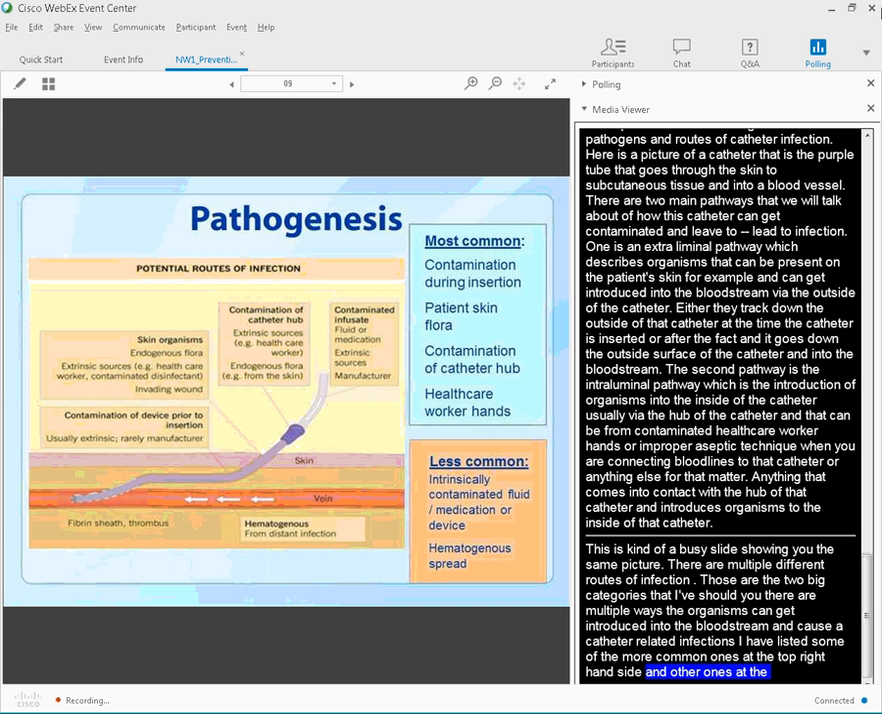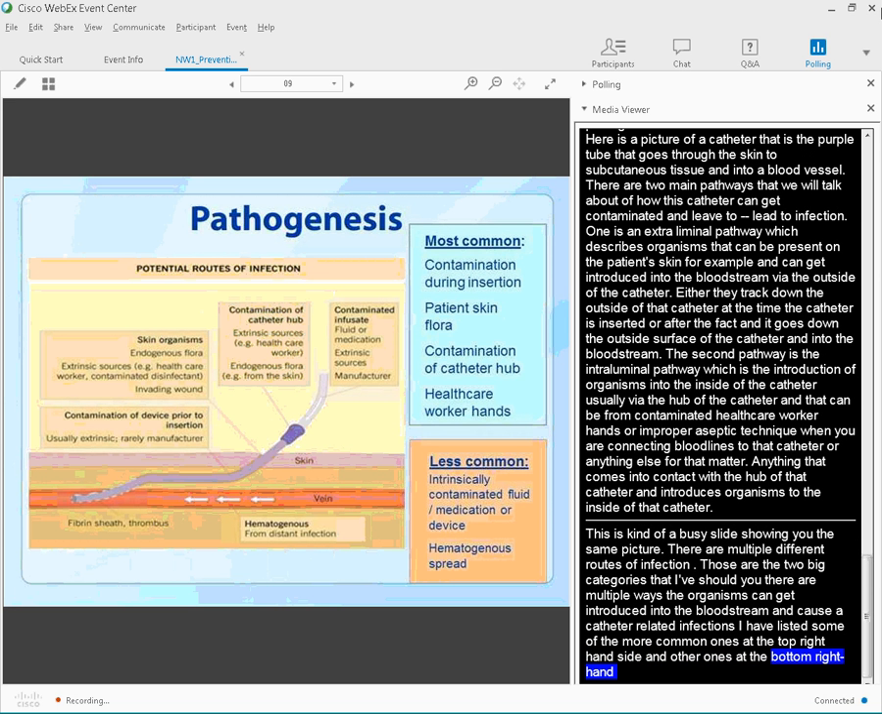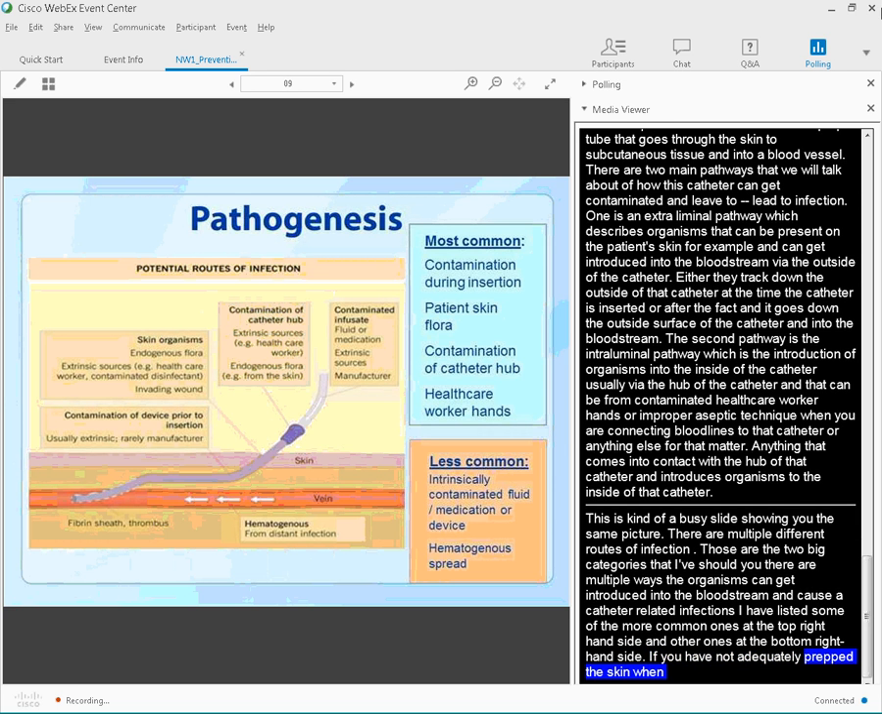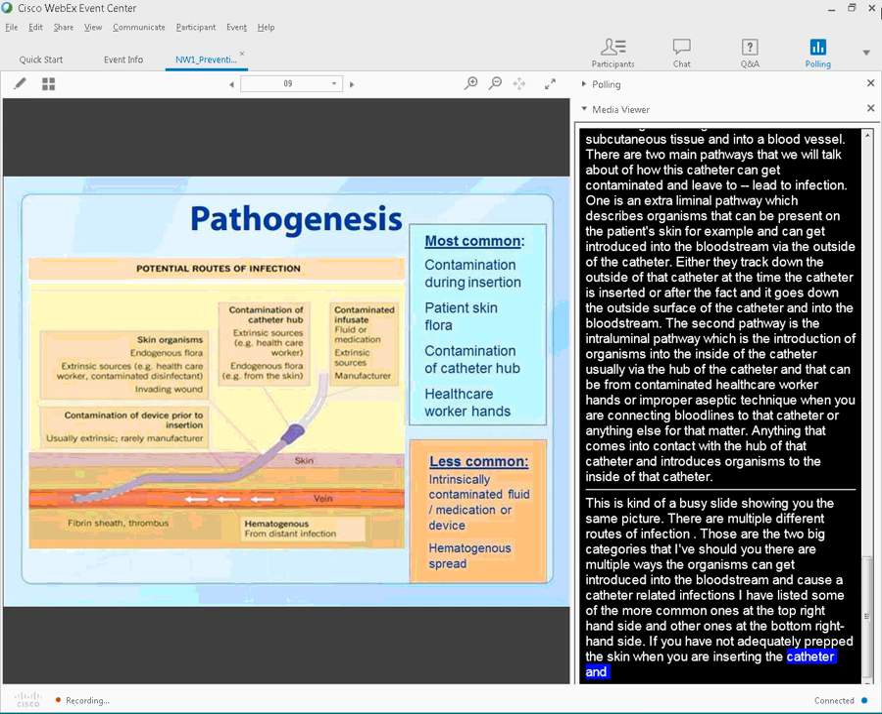So you haven't adequately prepped the skin at the time when you're inserting that catheter, and organisms that are on the patient's skin actually get into the bloodstream via the catheter at the time of insertion. The next one is patient skin flora. As I mentioned again, that can happen at the time of insertion, or it can happen later.